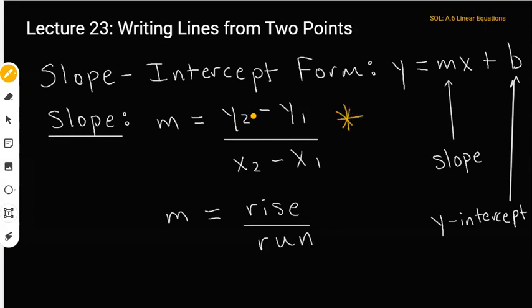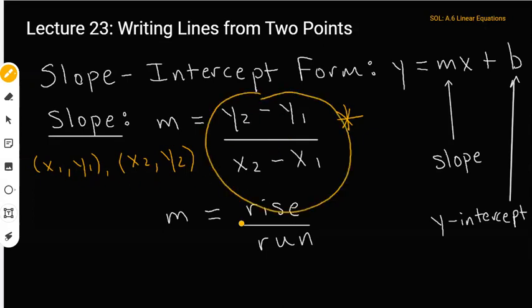This one says if you have two different points, let's say x1, y1, that'll be my first point. And then let's say you had a second point, x2, y2. Then you can take all four of these numbers that are here and you can put them in this formula. So this is the one that we're going to be looking at today.